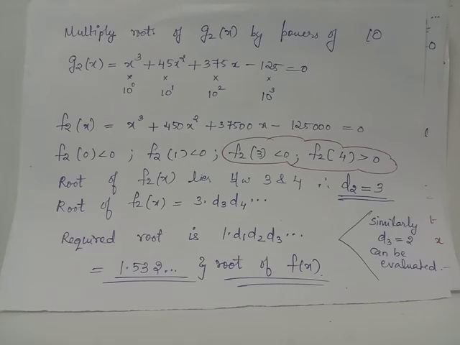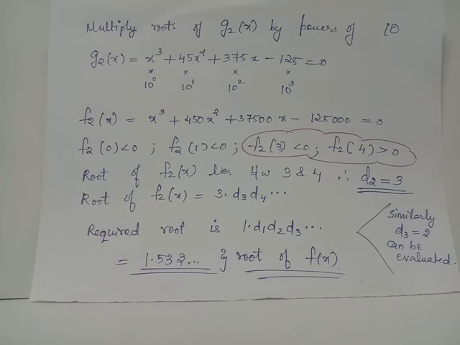When you multiply g2 of x using powers of 10, you will arrive at the new equation f2 of x. Again using the rule of Descartes, you will find out between which values the root of f2 of x will lie. You see that in the interval 3, 4 the root of f2 of x will lie and the lower bound 3 becomes the integral part of the root of f2 of x. Since the root of f2 of x was of the format d2 point d3 d4 etc., now we have obtained d2 equals 3.